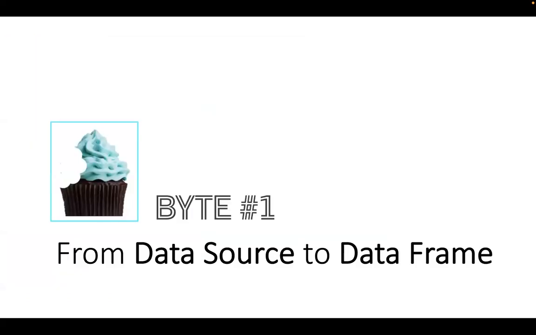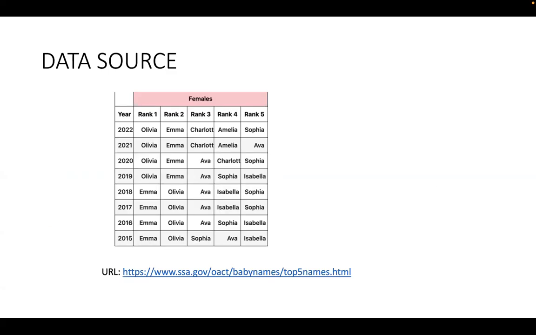In this section, we will discuss where to get the data and how to get it in the proper form to begin our plotting. Our data source today comes from the Social Security Administration website. The URL is included along with a screenshot of data showing the top 5 female baby names for the years 2015 to 2022.